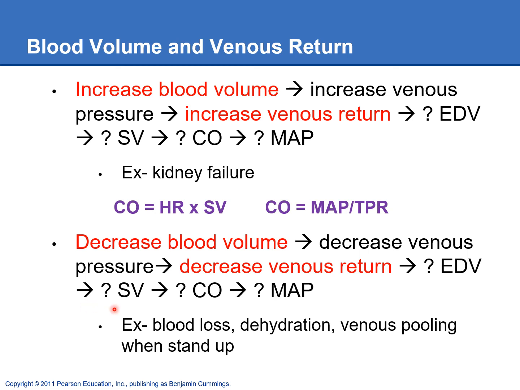And then that will decrease the stroke volume because now the ventricle is not going to contract as hard and squeeze as much blood out with each contraction. And if you decrease the stroke volume, that will decrease the cardiac output, so it will decrease blood flow. And if you decrease cardiac output, that will decrease the mean arterial pressure.